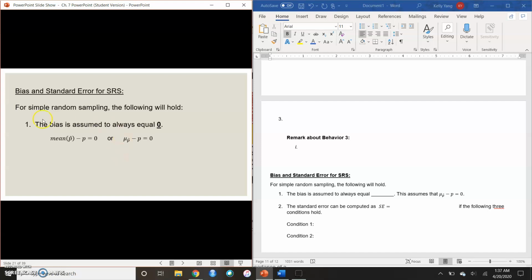That's to say that the mean value of p hat, or mu p hat, minus the population proportion p will be 0. Again, just in case you're not familiar with the notation, this mean of p hat, mu p hat right here, is just the mean of the statistic p hat. So lucky for all of us, we're assuming that all of our samples are simple random samples, and so the mean or the bias will always be 0.